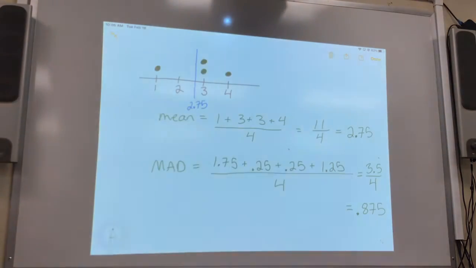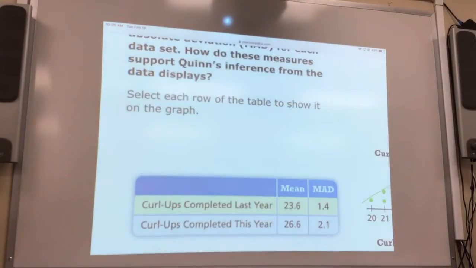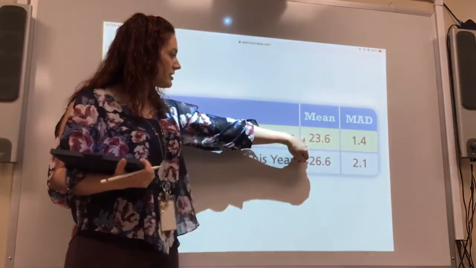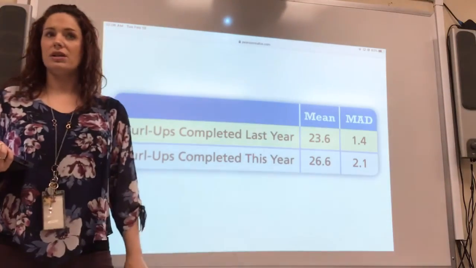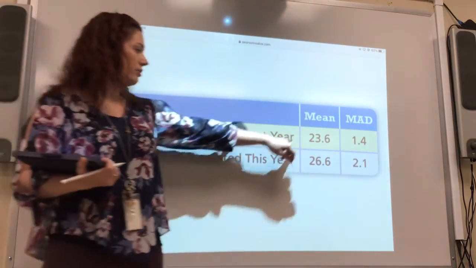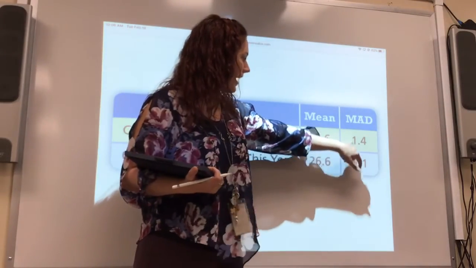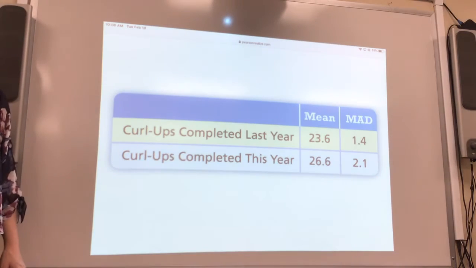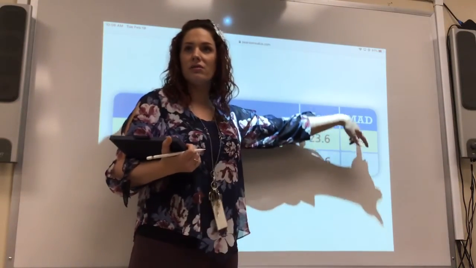Right? Okay, let's go back to that problem that we were looking at a second ago. So on the curl up problem that we had, they found the mean and the MAD. So the mean was 23.6 for last year, 26.6 for this year. Didn't we say they did more this year than last year? Yes. So the mean confirms that. What do you think about the MAD comparison? What does it mean that the MAD from last year was less than the MAD from this year? William? It's more spread out. This year is more spread out. This year, there's more variability is what that would mean. So the MAD tells us more about variability like we talked about last week. This means things are less centered than this one.